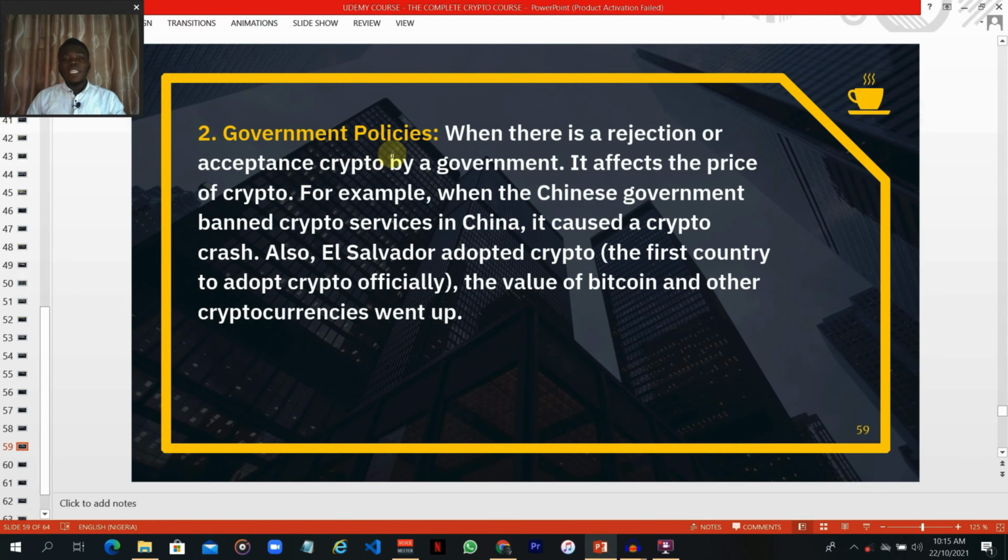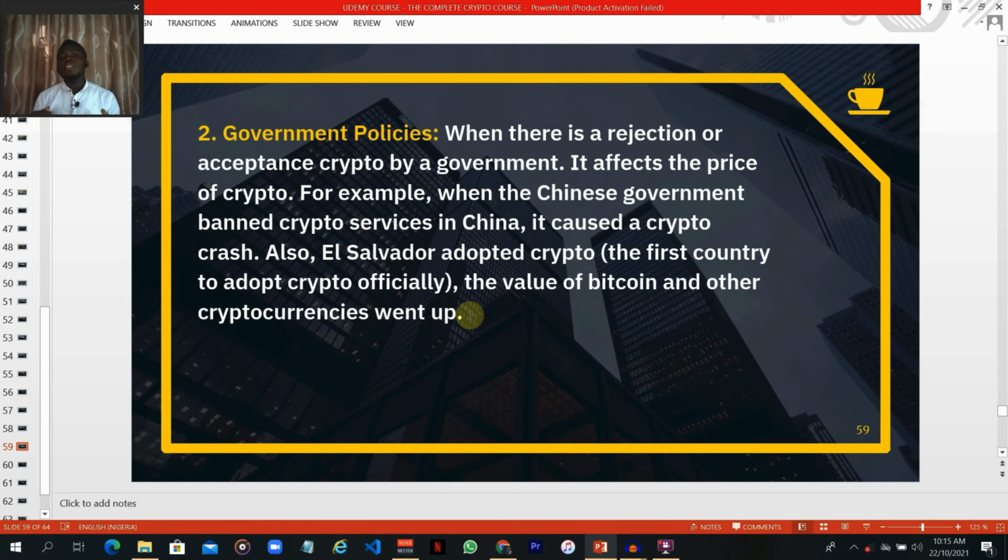Number two is government policies. Now, when there is a rejection or acceptance of crypto by a particular government, it affects the price of crypto. Now, take for example, when the Chinese government banned crypto services in China, it caused a crypto crash. And also, when El Salvador adopted crypto, they became the first country to adopt crypto officially. Now, the value of Bitcoin and other cryptocurrencies went up.